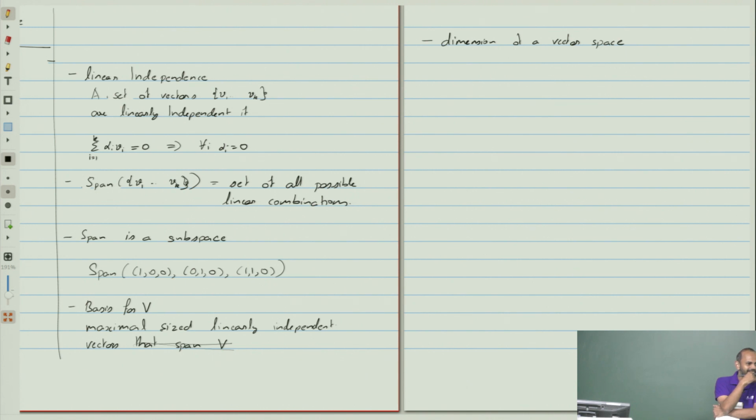What is the meaning of the two words? Maximal means you cannot add any more vector and still remain linearly independent. Maximum means, among all maximal linearly independent sets, it is the set with maximum size.